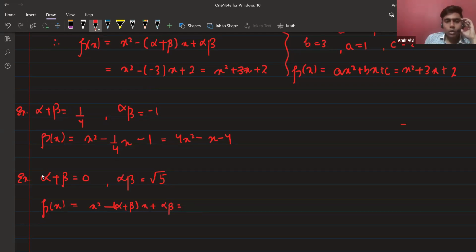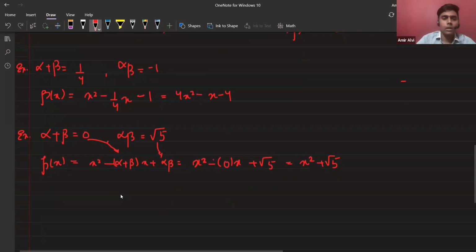Okay. So now Adil, alpha plus beta is 0. So just put this value here and put this value here. So x square minus 0x plus root 5. So this would be basically x square plus root 5. Is that clear, Adil?